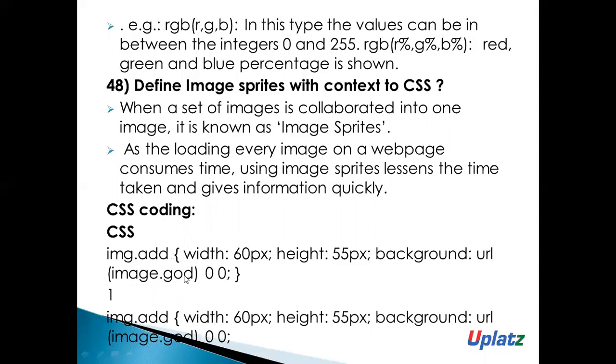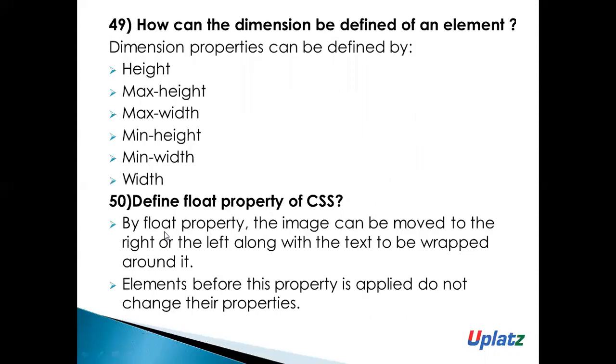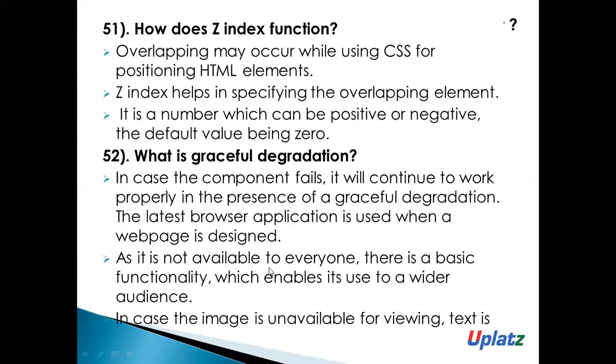You need to add the image to that particular sprite. So the next is, how can the dimension be defined? The dimension properties can be defined like this: height, max-width, max-height, min-width, and width. Then define the float property, so elements can be moved to the right or left when the text wraps around. Elements before this property is applied do not change their properties.